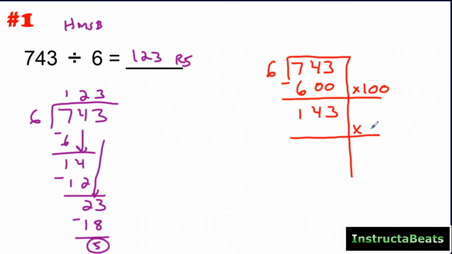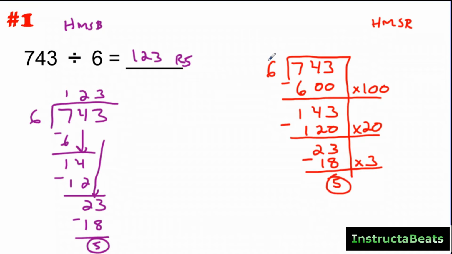Draw a line, skip a line, put your times. I'm going to go ahead and do 20 here, which would be 120 when I multiply, because I'm following the steps: how many groups, multiply, subtract, repeat. And I'm going to subtract and get 23. 23 is not less than 6, which means I need to repeat. So skip a line, draw a line, put your times. I'm going to put 3 here. That's 18. I subtract, I get 5. 5 is less than 6, so that's my remainder. That's what the R can stand for, either repeat or remainder. And when you add those up, that's 123 with a remainder of 5.